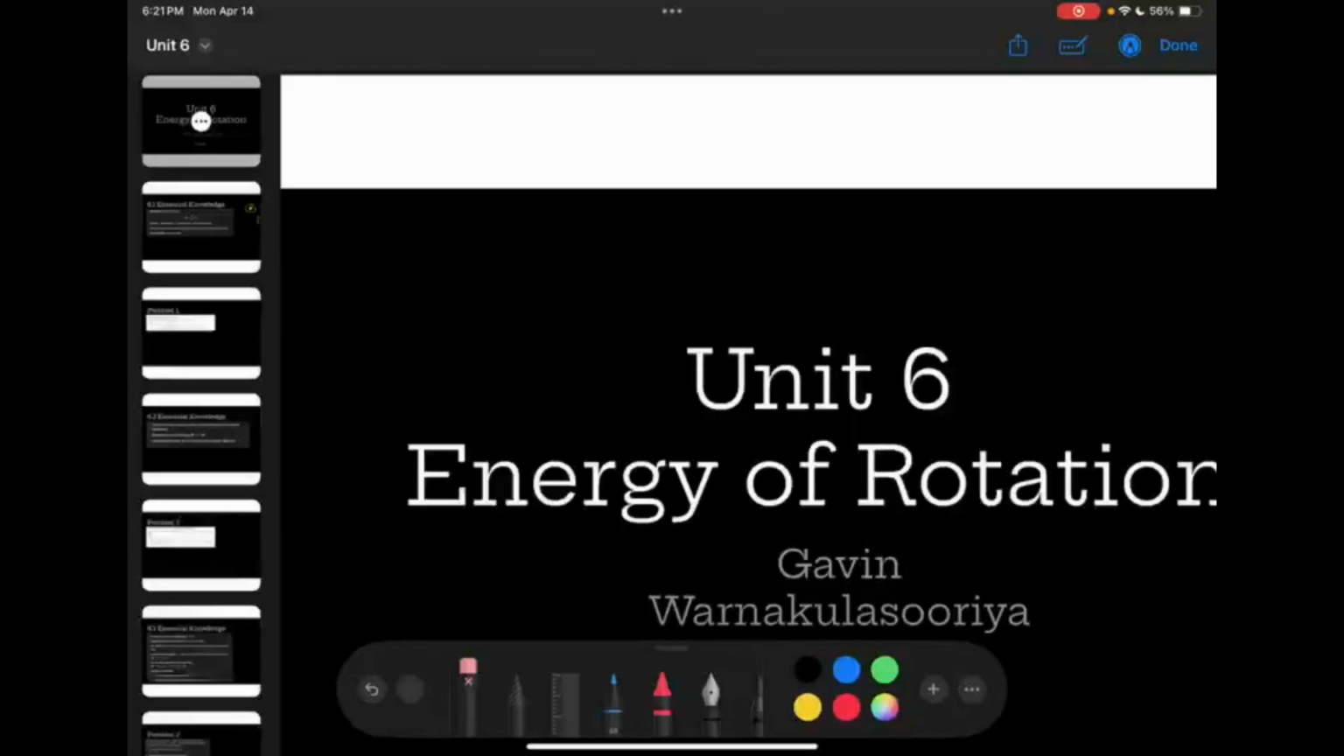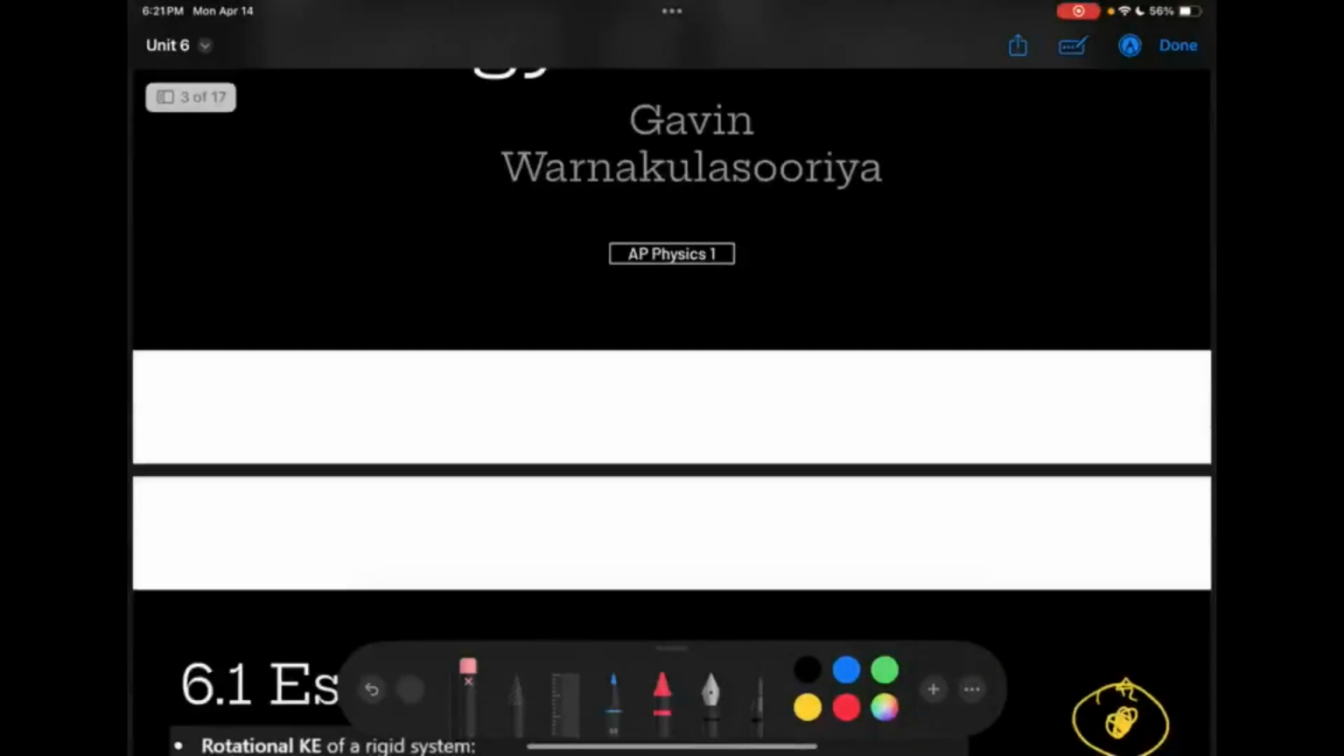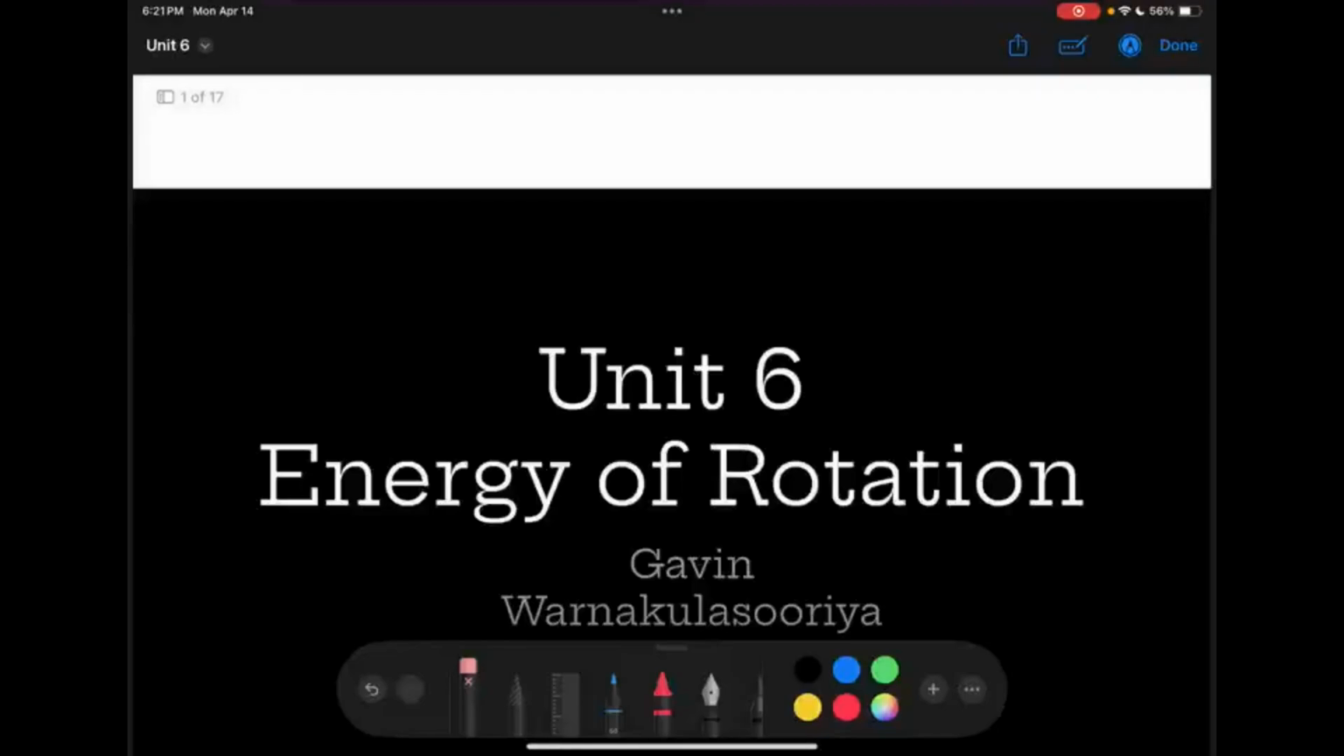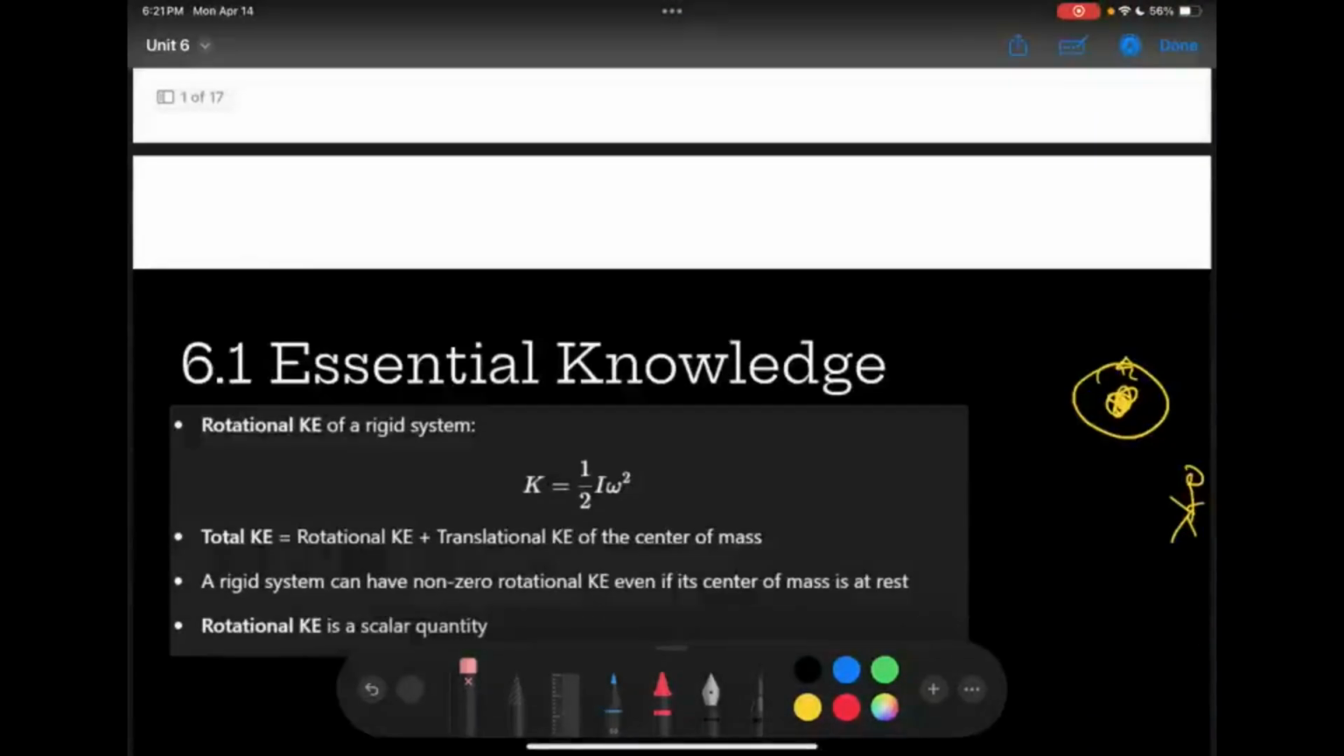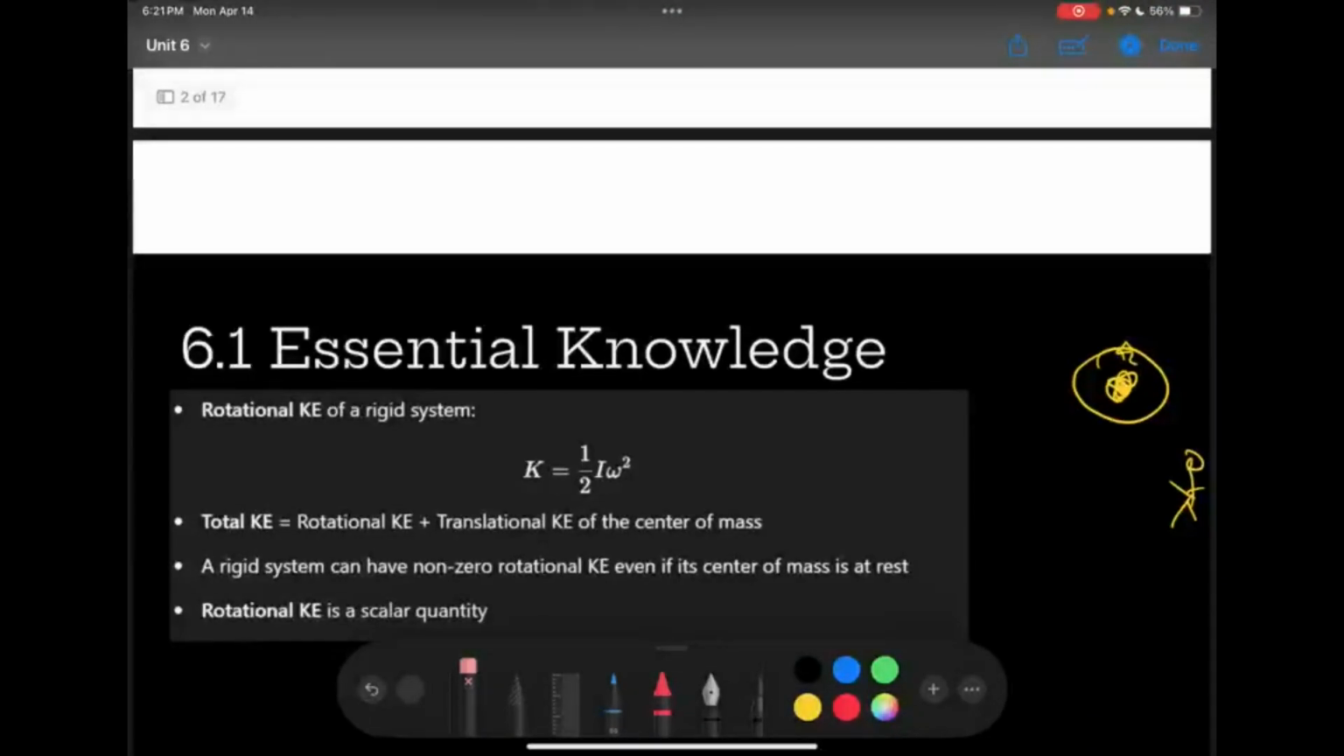Hello everyone, here is Unit 6 of AP Physics 1. Now this one deals with rotation and energy as well as momentum. So as always, this is going to be kind of a crash course. It's going to be focused on problems.